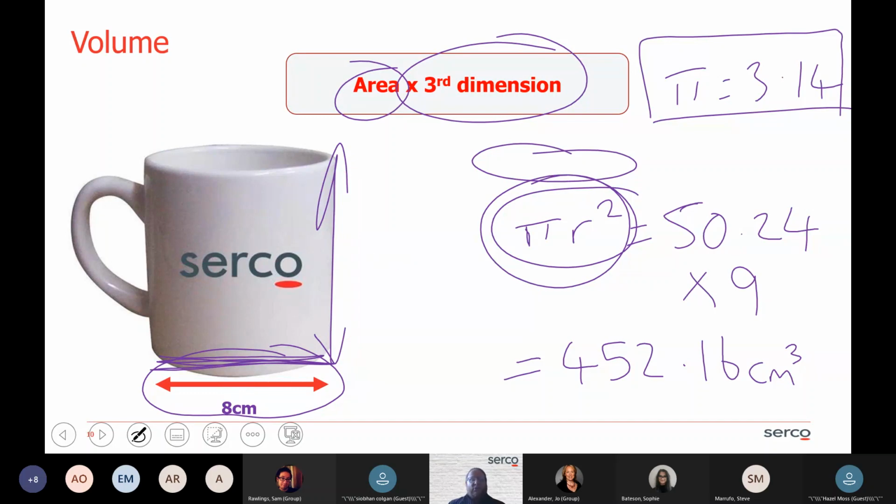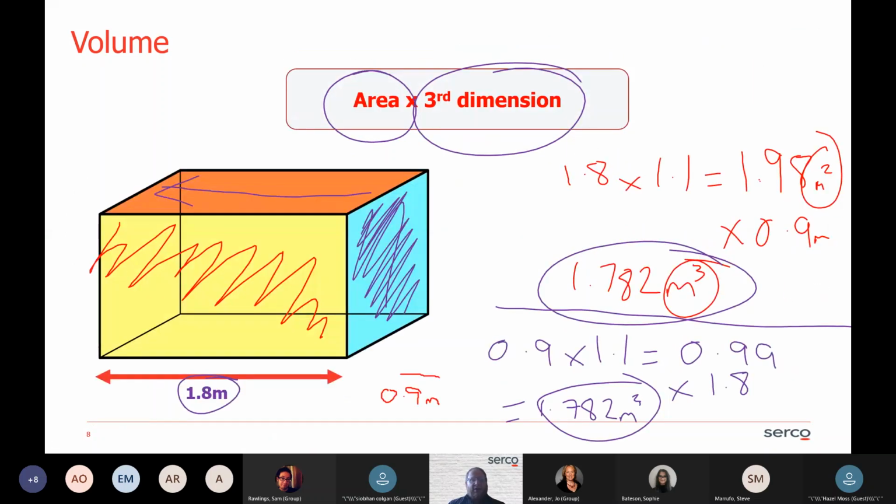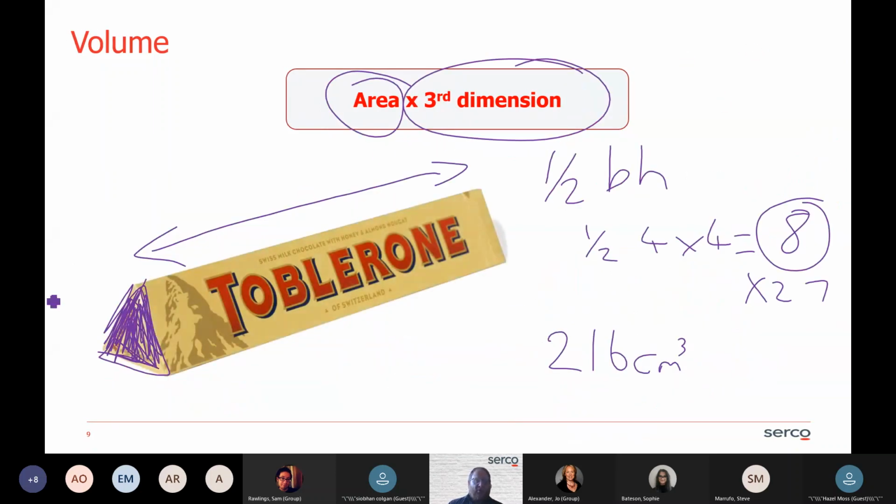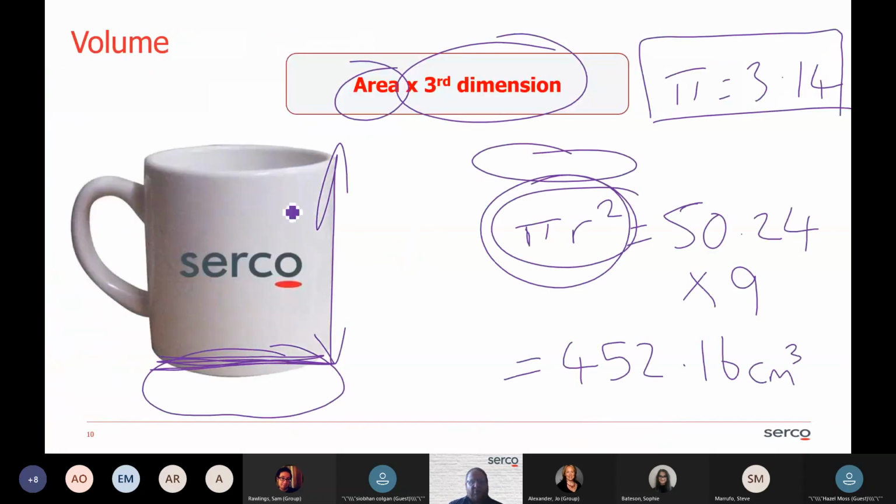So volume is relatively straightforward, whether it be cubes, that kind of shape, and you do area of one side times by third dimension, triangle at the end times by how far it goes back, or a circle, work out the area at the bottom, and then times by how high the mug or whatever it might be goes.